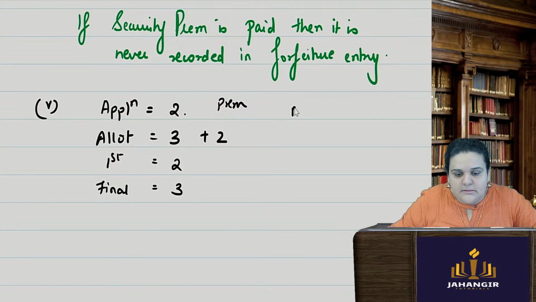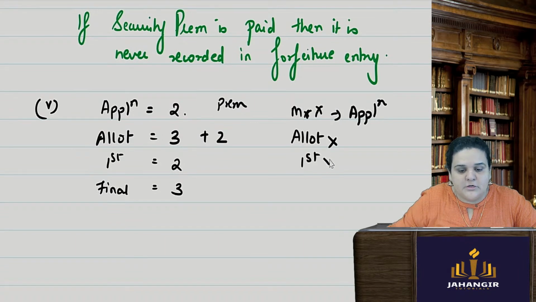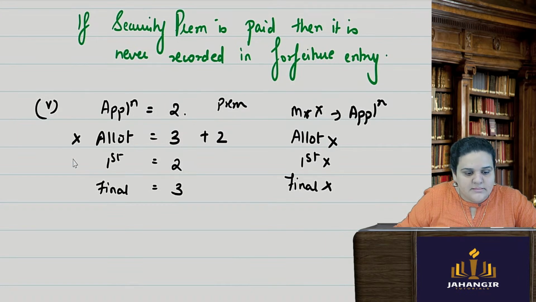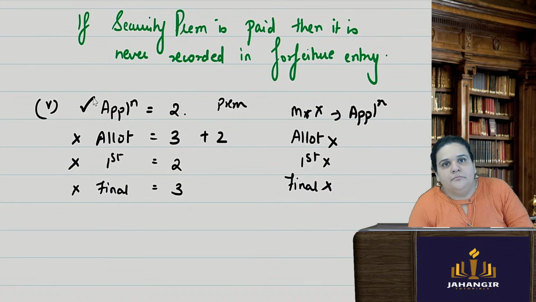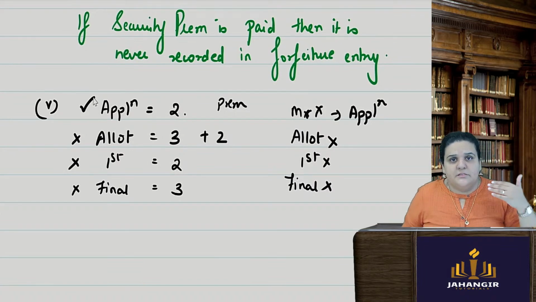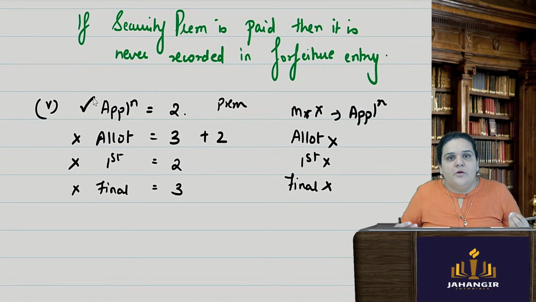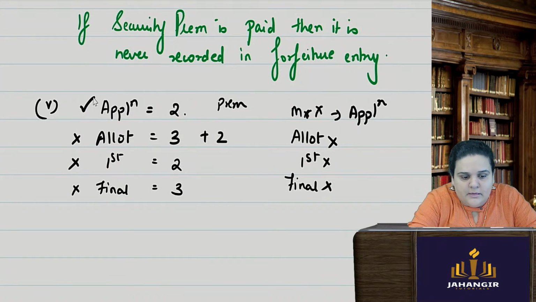Mr. X paid only the application money. From allotment, he has not paid me the allotment money. He did not pay me my first call. He did not pay me my final call. So all this is unpaid, and only this is paid. I'm not changing all the previous journal entries now. I am showing you the share forfeiture entry.